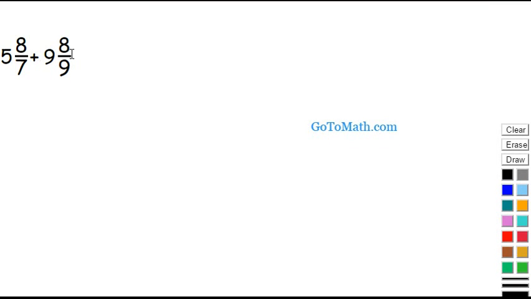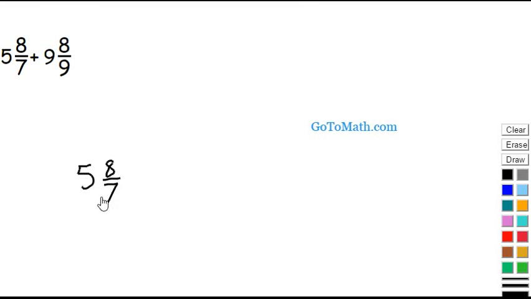What are we doing? We've got two mixed fractions, two mixed numbers, however you want to call it. Anyway, so we have 5 8/7 plus 9 8/9. And let's just write this out.